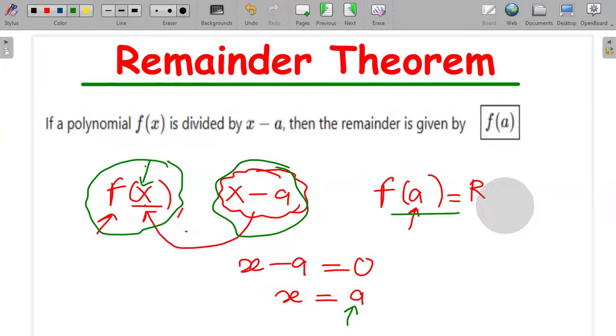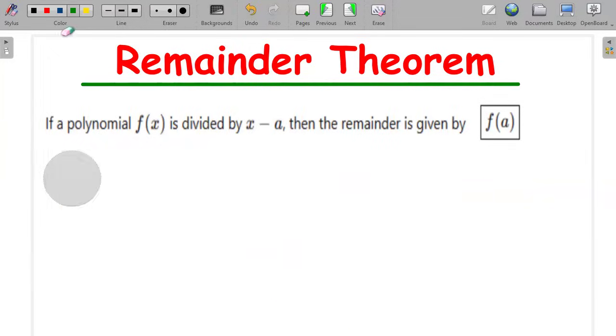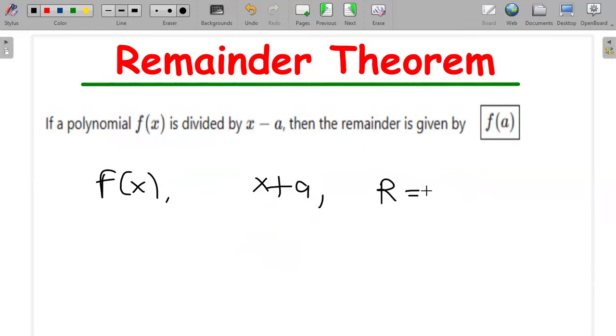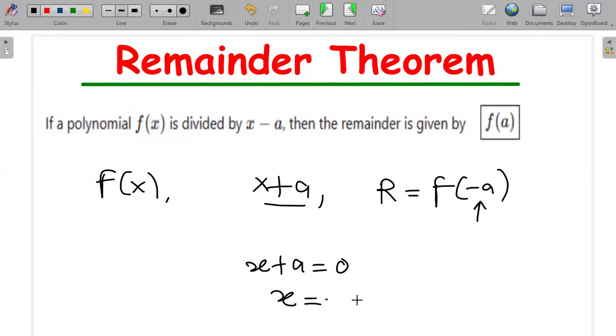If your other function was in this form, the function is still f of x, and the other function that I want to divide with was x plus a, then in this case, the remainder is going to be equal to f of minus a. So how do we get the minus a? We just equate this function to 0, and then we say x is equal to minus a. So where there's x, we replace it with minus a. That's basically the remainder theorem.